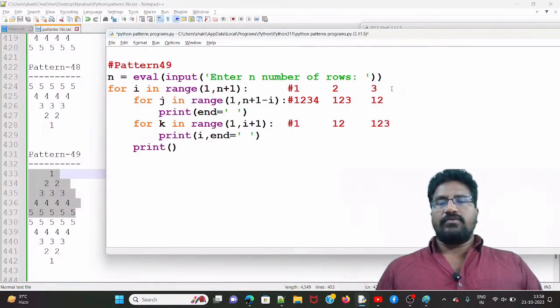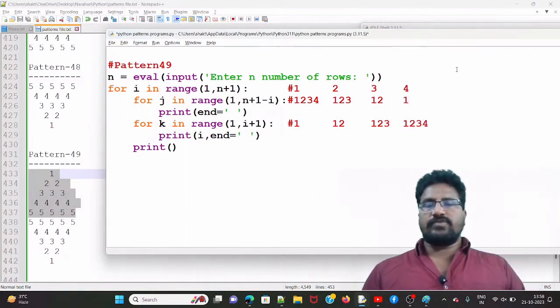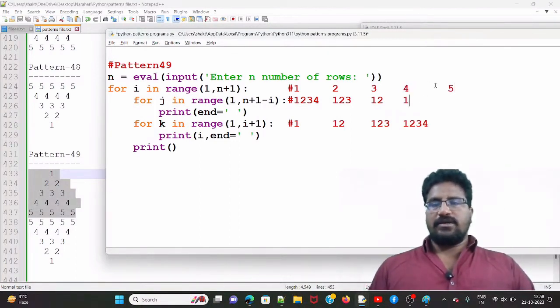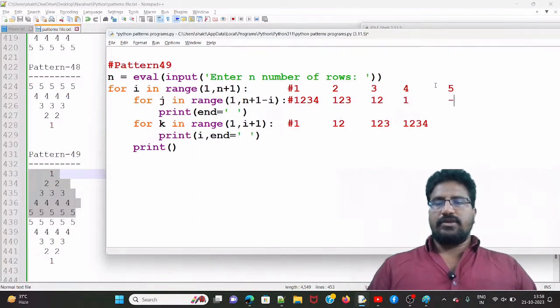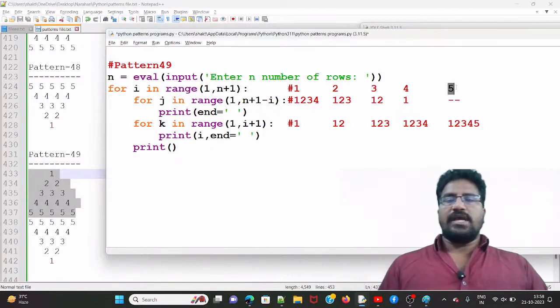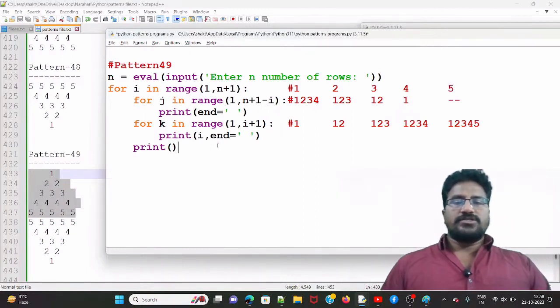Current i value. When i value is 4, then j iterating 1 time, and k iterating how many times here? k iterating 4 times. Those 4 times what is displaying? Current i value 4. When i value is 5, then j has no iterations, then k iterating 5 times. Those 5 times what displaying here? i value 5, right? So first part over.